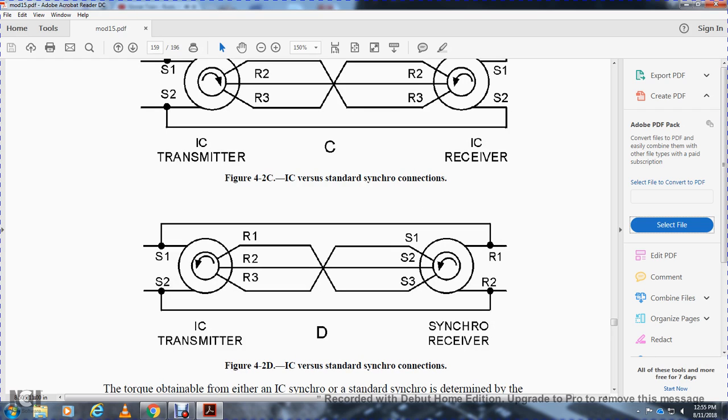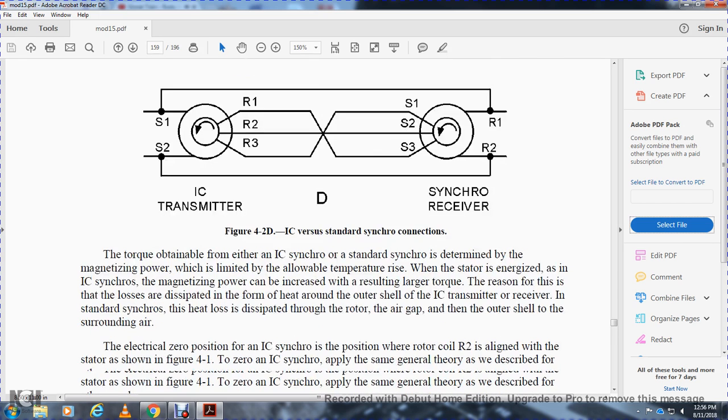Communication transmitter D, synchronizing service, same thing. Rotor 1, 2, 3 with the stator 1, 2, and 3 crossed. Stator 1 and stator 2 on the outside of the intercommunication transmitter, and rotor 1 and 2 on the synchro receiver on the outside.